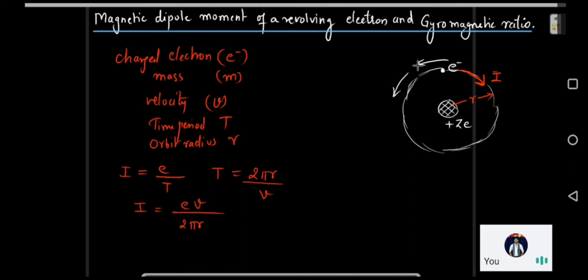No doubt we don't have a conductor over here, we do not have a wire over here, but still, since the electron is rotating and the current is flowing like this in an orbit, we can consider it as a current carrying loop. Since there is a current carrying loop, there will be some magnetic dipole moment here, because a current carrying loop behaves like a magnetic dipole.